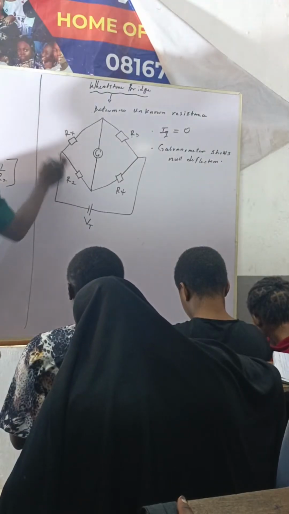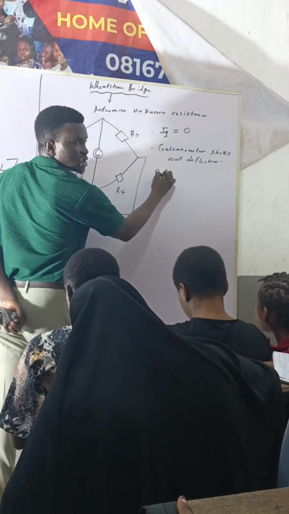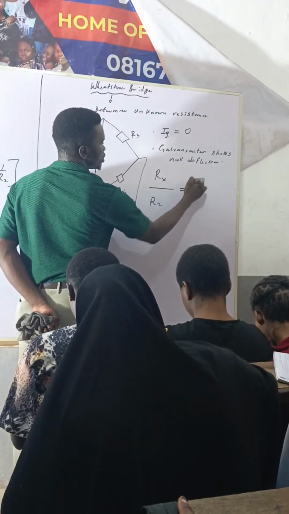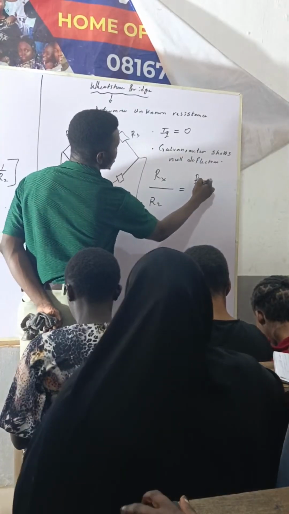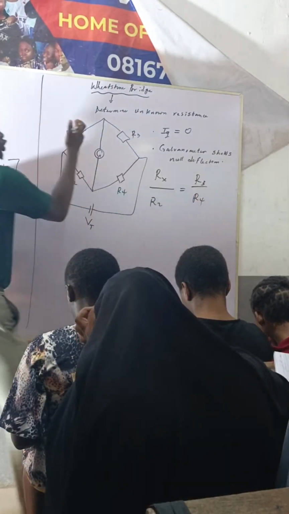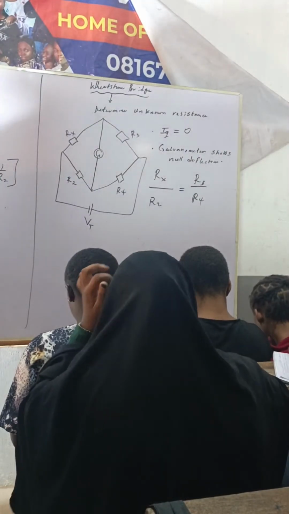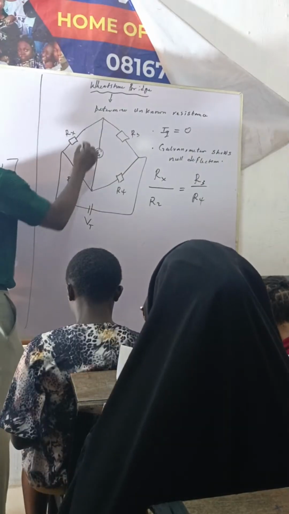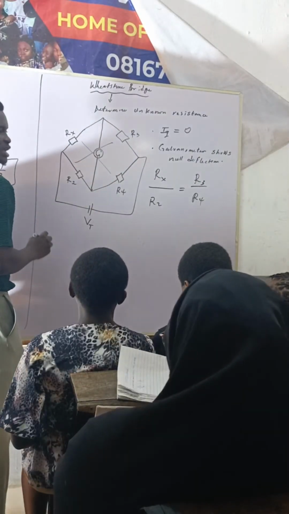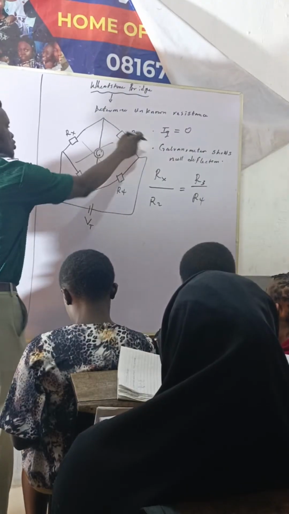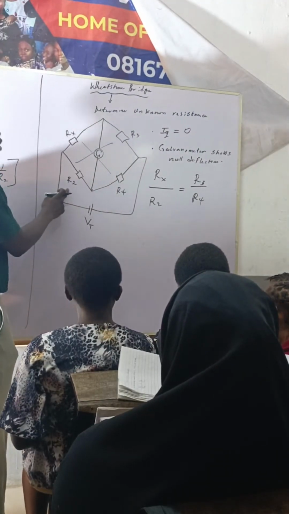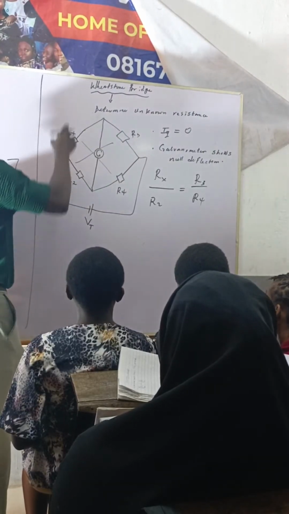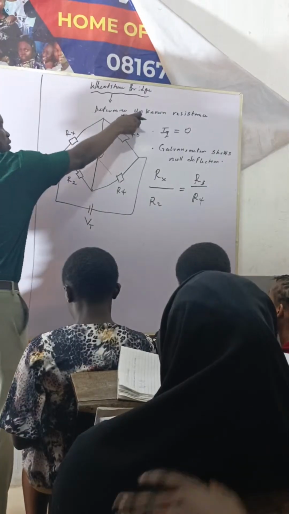So how do you calculate the resistance? The resistance will be Rx over R2, which will be equal to R3 over R4. So the ratio will be the same. That's how you use the formula. Just do this over this and this over this. Do not ever do this over this across. Just go sideways, not across. So you can do Rx over R2 and R3 over R4.